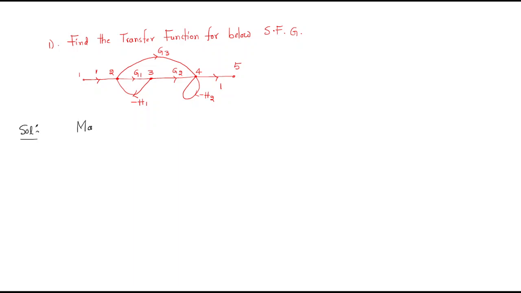The formula is Mason's gain formula. It represents the system transfer function, that is summation of k equal to 1 to k, Pk into del k, divided by del. In order to discuss each and everything, first we need to look at how many forward paths there are from input to output.